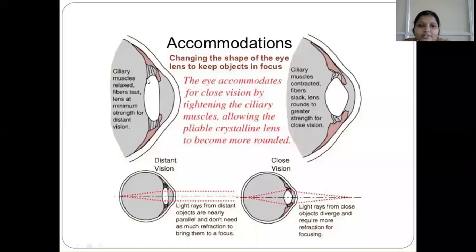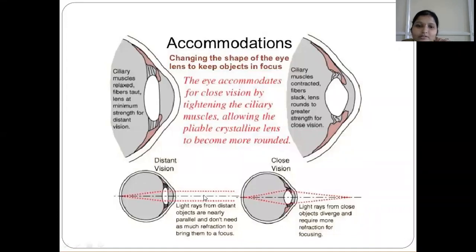Here you can see this is a relaxed eye. When the ciliary muscles are relaxed, the fibers are taut. So the lens is at maximum stretch, and it has minimum power. And when it is accommodated, the ciliary muscle contracts. So the suspensory ligaments are slackened or relaxed. This leads to a circular shape of the lens. Because of the circular shape of the lens, the accommodative power of the lens increases and it is able to see the near objects clearly.